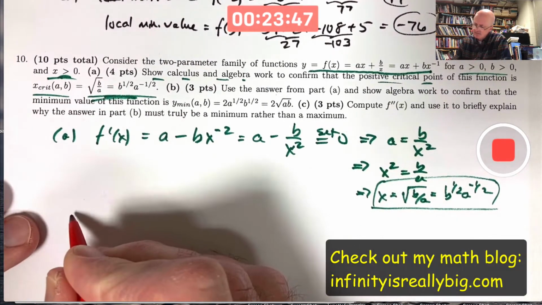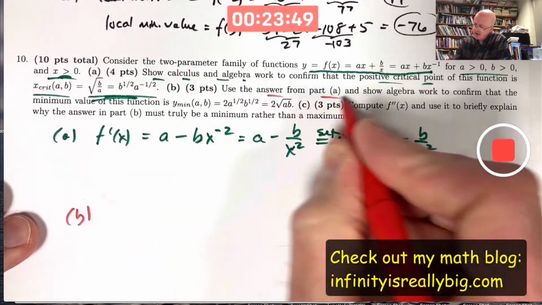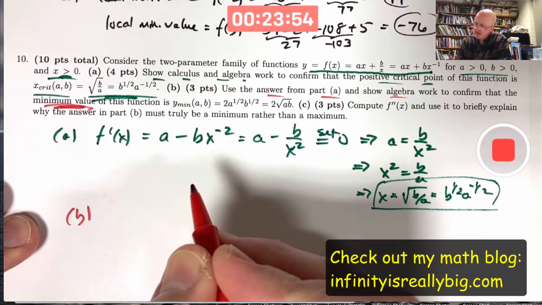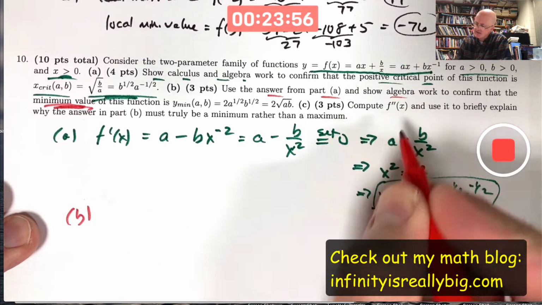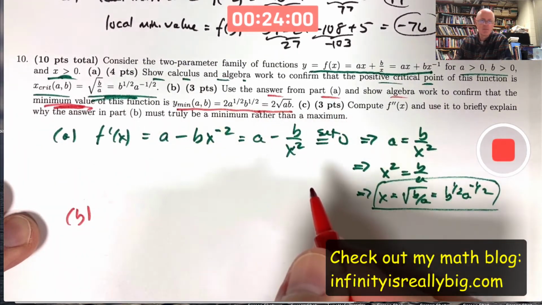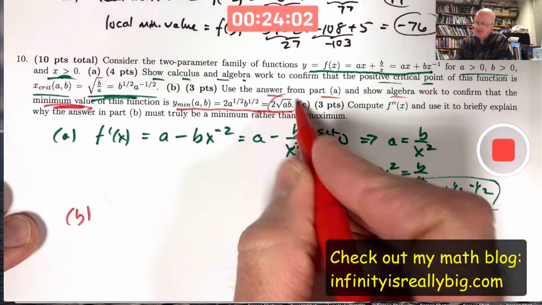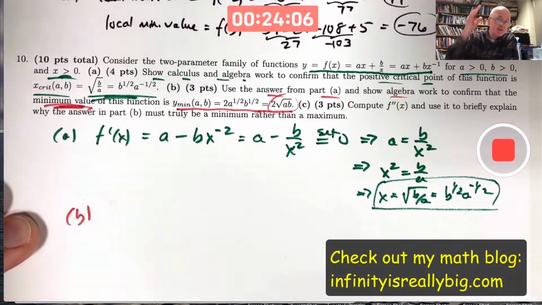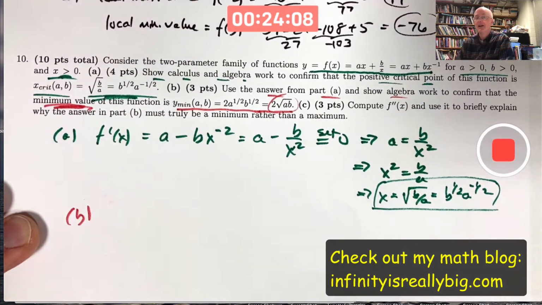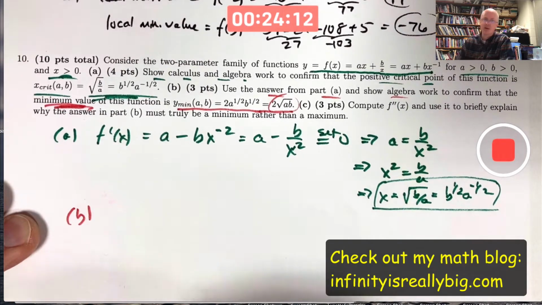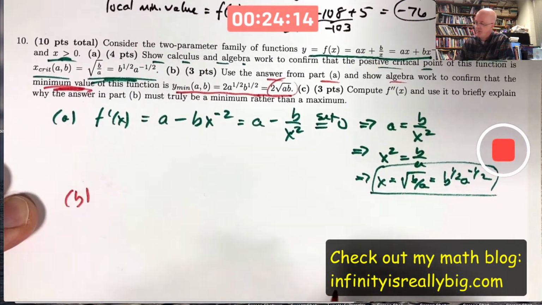Part B, use the answer from part A and show algebra work to confirm that the minimum value, and it is going to be a minimum, part C is to confirm that, is this y coordinate. This thing right there. I'm calling it y sub min of a and b, so I could think of it as a function of a and b and analyze it. How does it change as a and b change? We use partial derivatives, but you don't have to. It's not part of the problem.